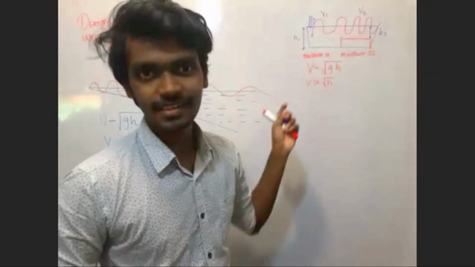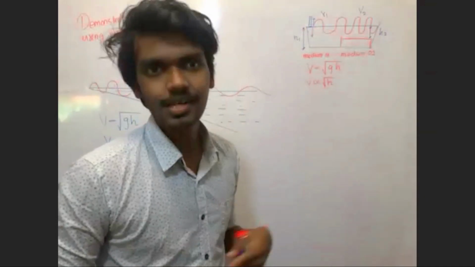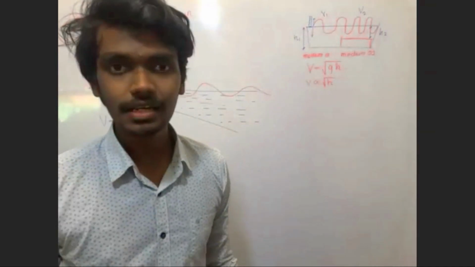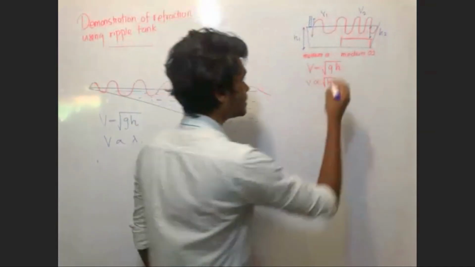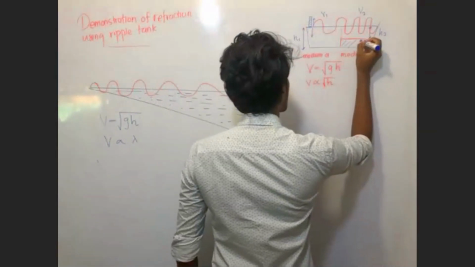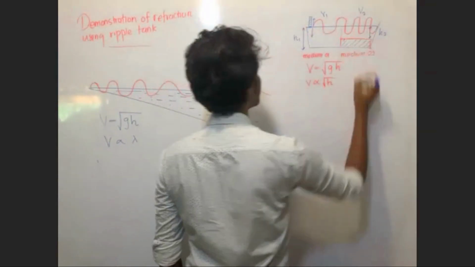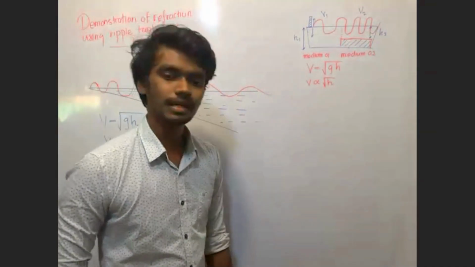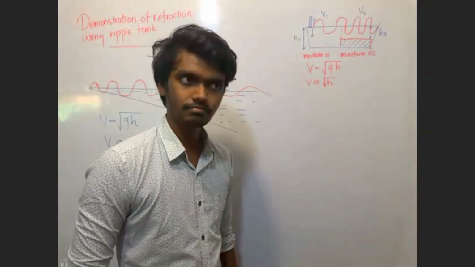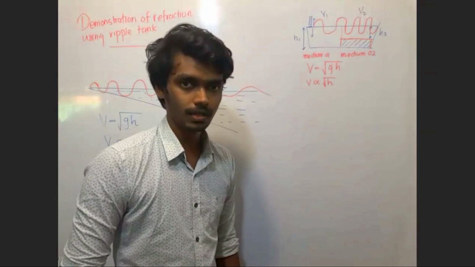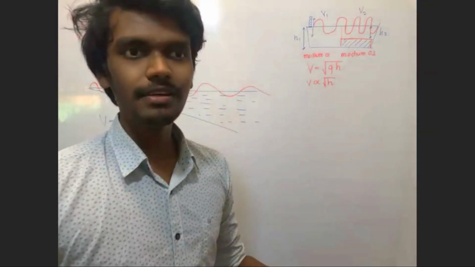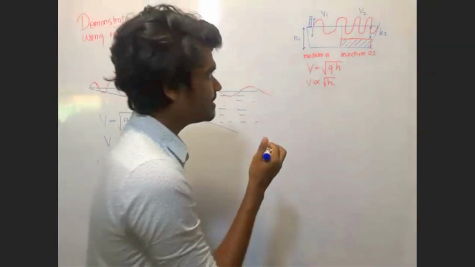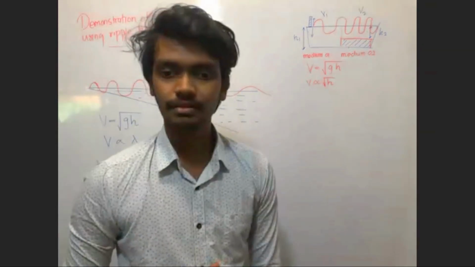If the velocity changes, what happens? A refraction will take place. This is a glass cube, right? A glass cube. A refraction will take place. All right. Simply, we just did it, right? Okay. So now we'll see what the wave is going to look like.